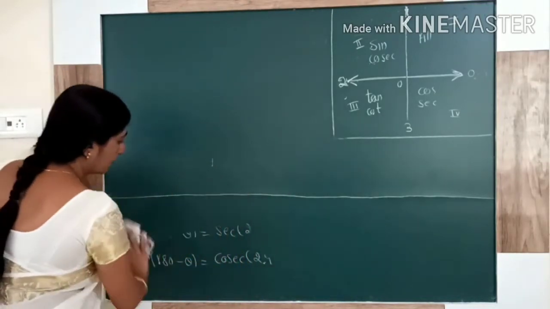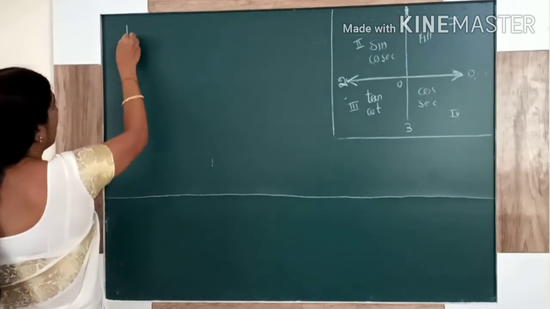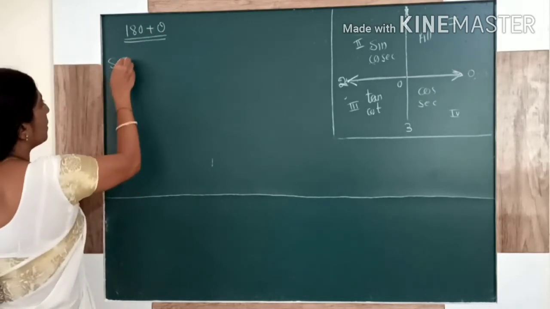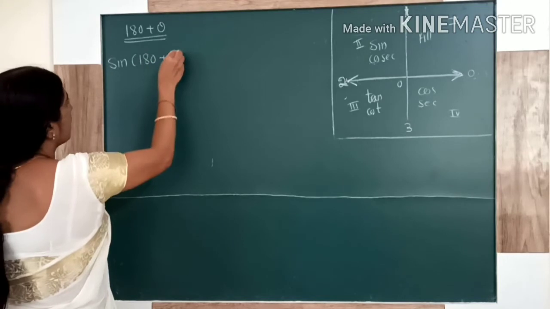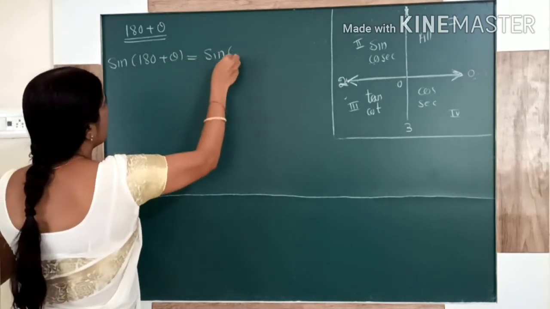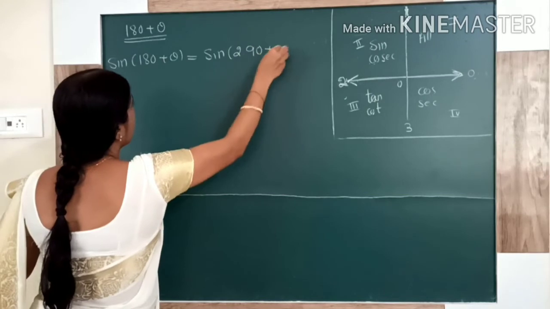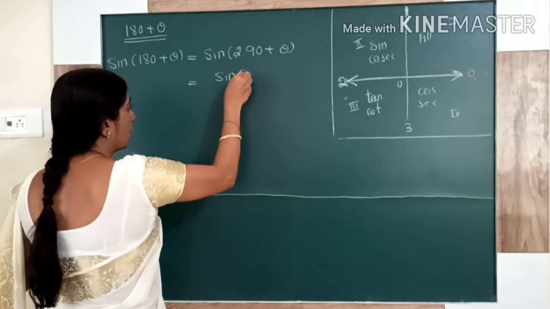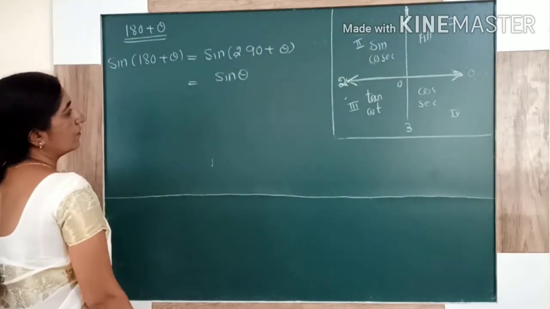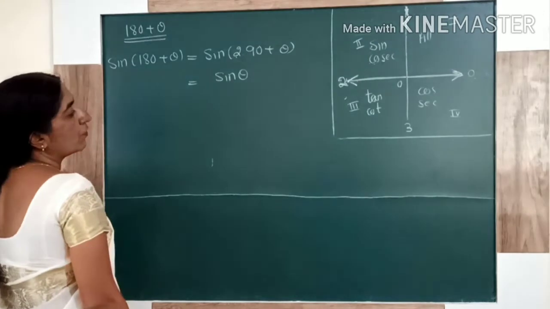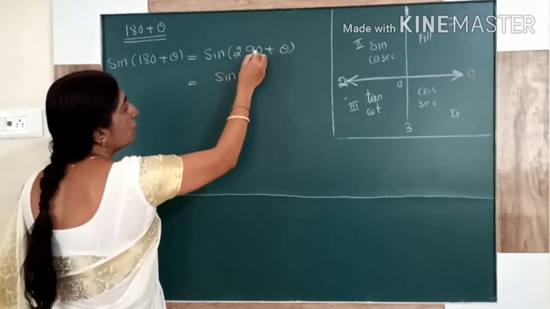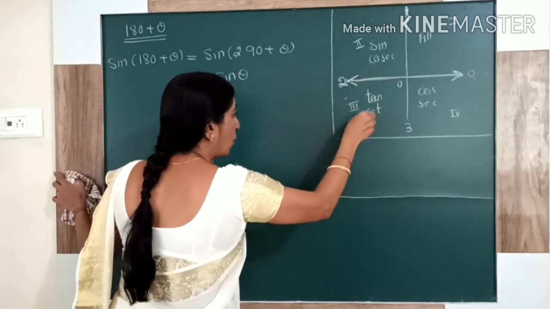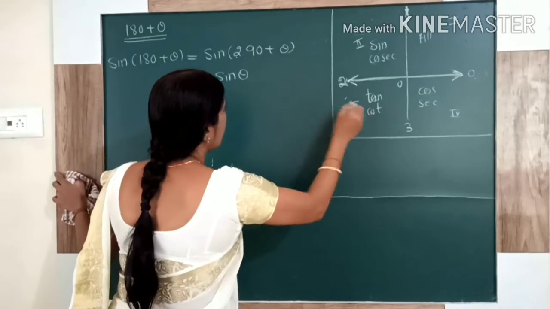So I am explaining one more: 180 plus theta, allied angle. See, what is sin 180 plus theta? This will be written as 2 into 90 plus theta. 2 is even, so sin remains sin. You have to write the trigonometric term first. After writing it, we have to see the quadrant. 2 into 90 plus theta. This is the line 2 into 90. Plus means third quadrant. In the third quadrant, the sign is negative.